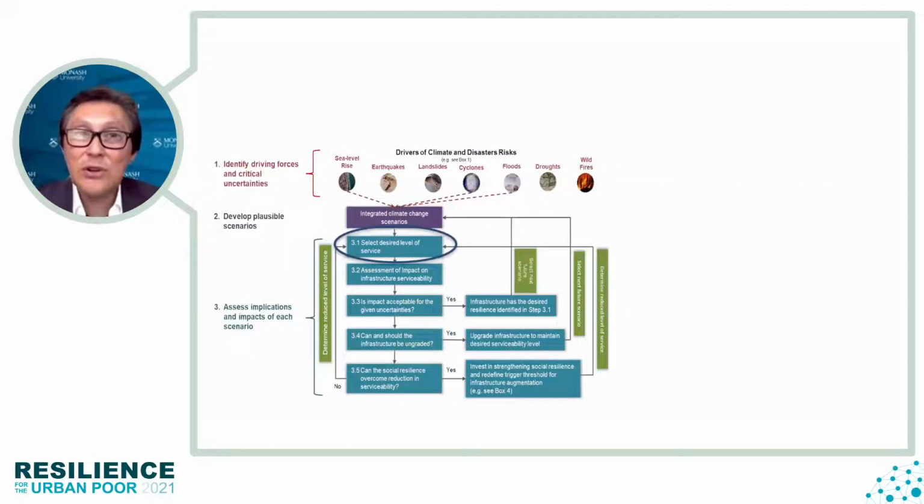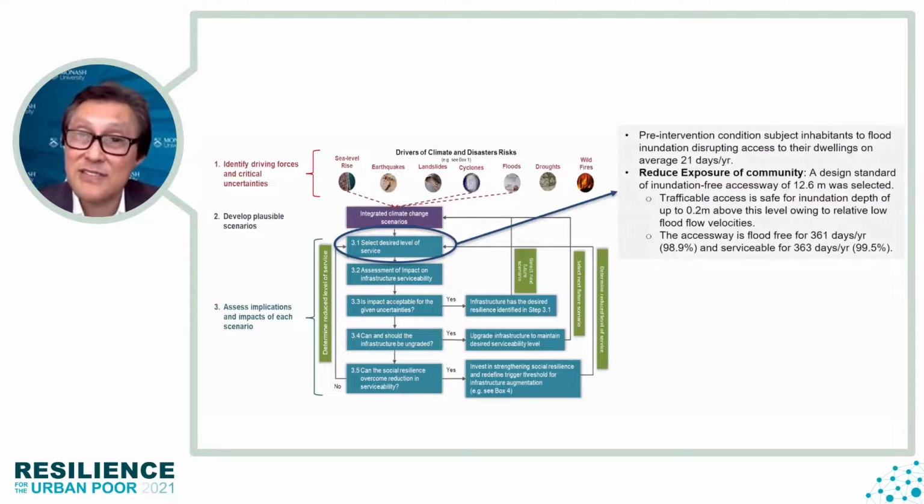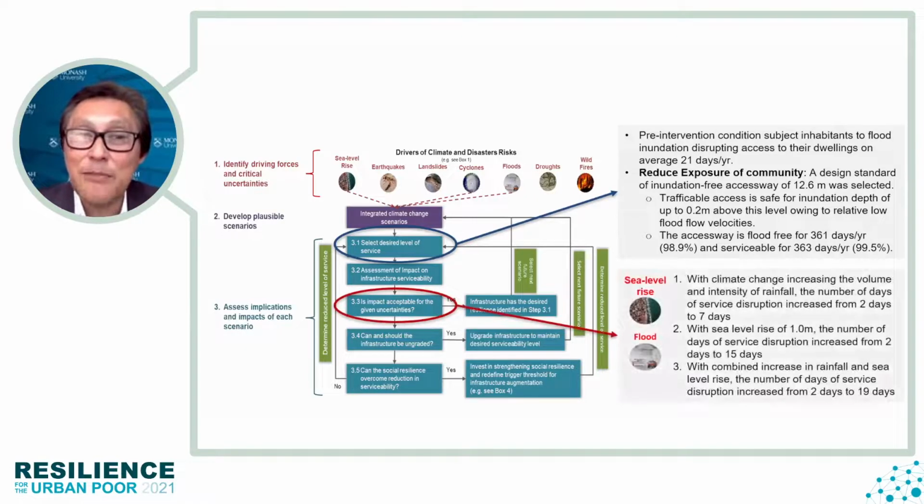But in conclusion, how you look at using climate data to assess the resilience of our infrastructure, first of all, is about the selection of desired level of service. And we talk about this whole question of serviceability and balancing that up with investment. We also found that when we look at the impact of climate change on sea level rise and floods, these are the results of the impact. From sea level rise, it would increase service disruption from 2 to 15 days. From just rainfall, more intense rainfall, it increased the disruption from 2 to 7 days. If you combine sea level rise with flooding, it increases the level of disruption from 2 to 19 days.